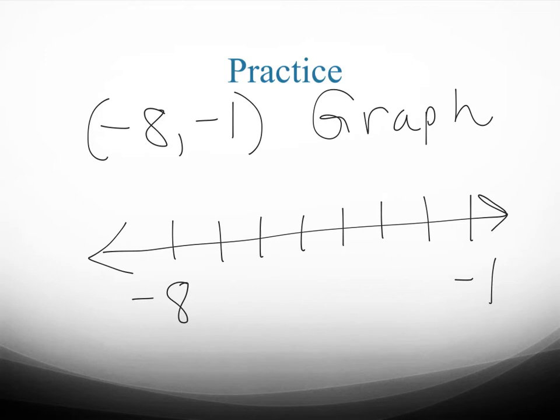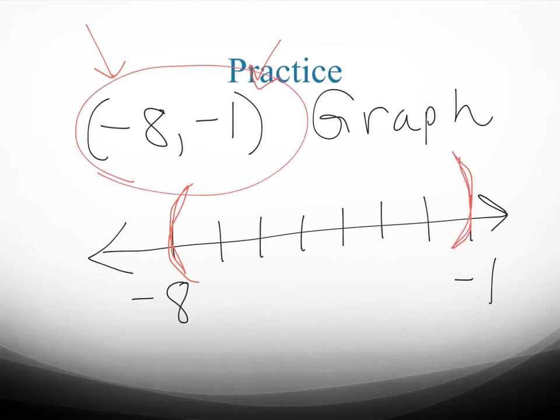And then I am told what to do on that graph based on the symbols that I see there. So I've got a parentheses on negative 8, and I've got a parentheses on negative 1. And since there are 2 numbers in that interval, that indicates to me to shade in between the 2 numbers.